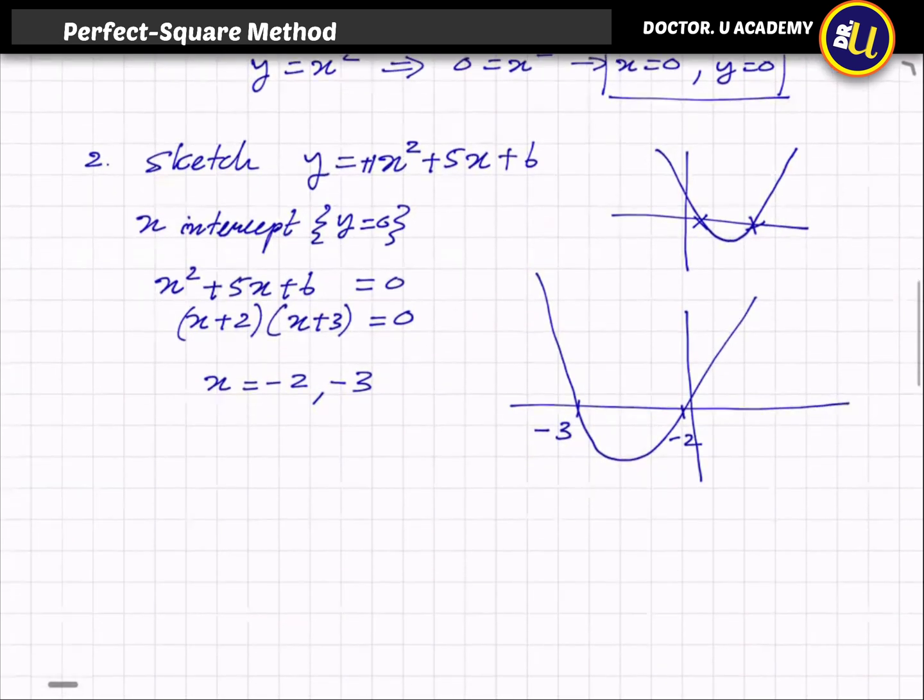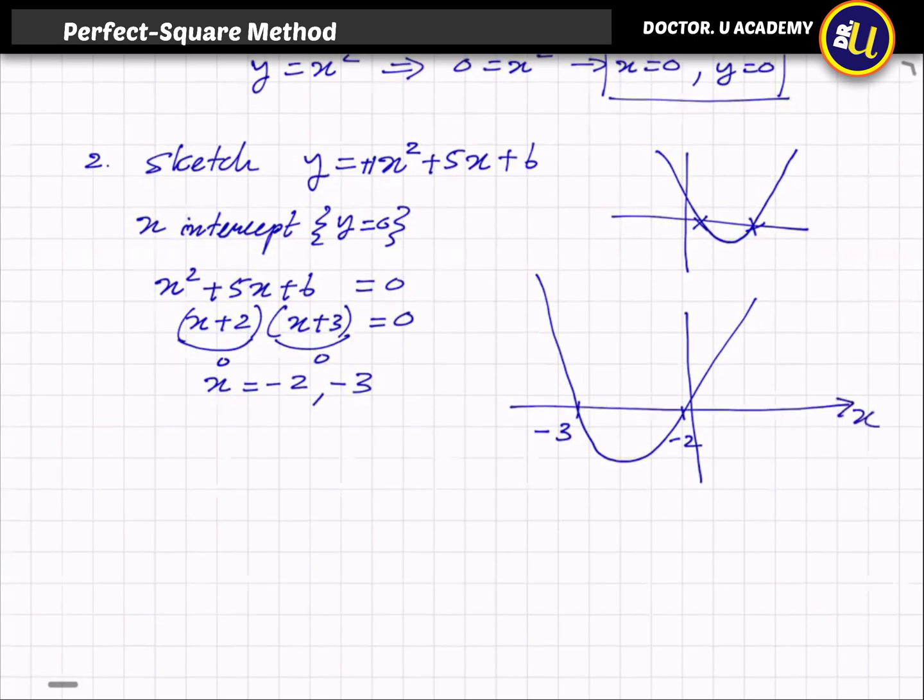So now we found minus 2 and minus 3, they are the x intercepts. Now we need to find the turning point. The turning point is a middle point, right? So this is the turning point. The turning point should be in between minus 3 and minus 2. So the turning point coordinate, suppose xt and yt.